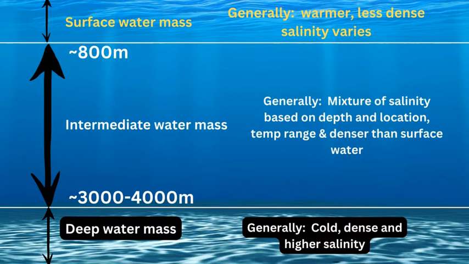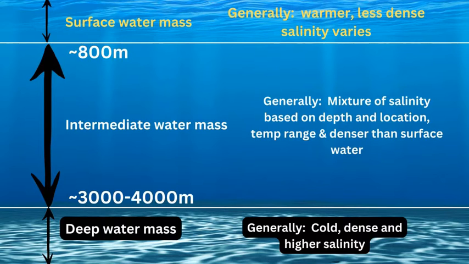Now this would then go down further into what's called the intermediate water, which again is a mixture and a gradient of different density, based on obviously a colder temperature and a change in salinity.